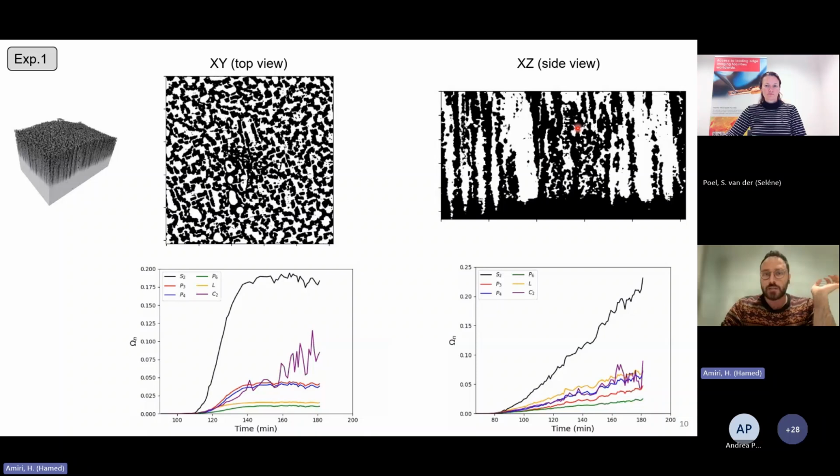And if you look at the XZ plane, the side view, the 2-point correlation is always higher because it's lower order. But here you can see that the linear path, which shows linear connectivity, this orange curve, shows a higher value than other SMDs. So this shows that the linear connectivity is the dominant pattern in this image.